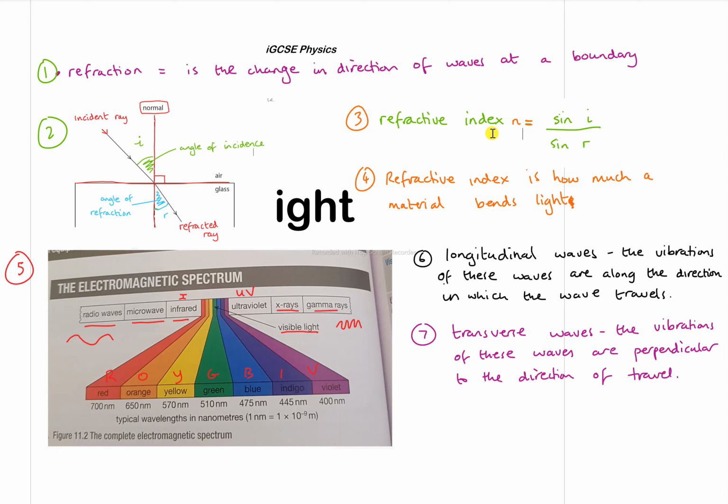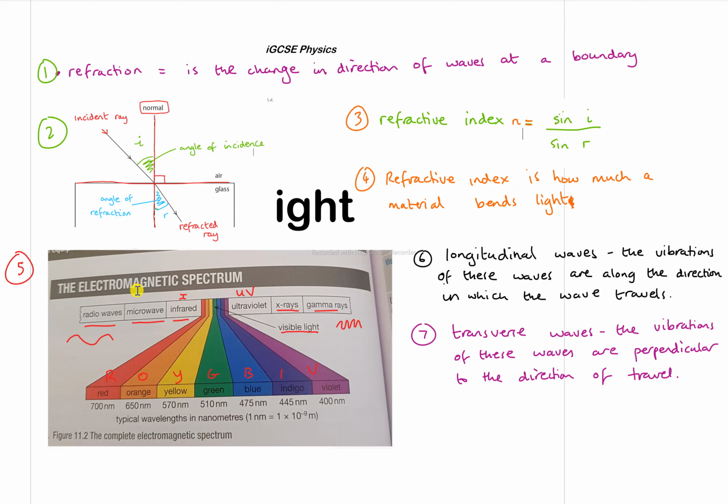What is the refractive index? Refractive index is how much a material bends light. That's how we want to know it. It's given the symbol n, so n is equal to sine i, the angle of incidence, over the sine of the refracted angle, or angle of refraction.